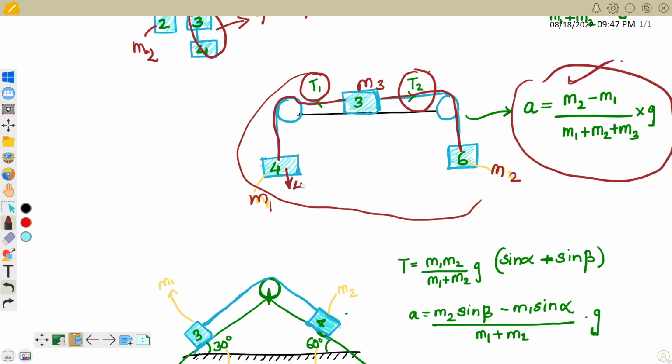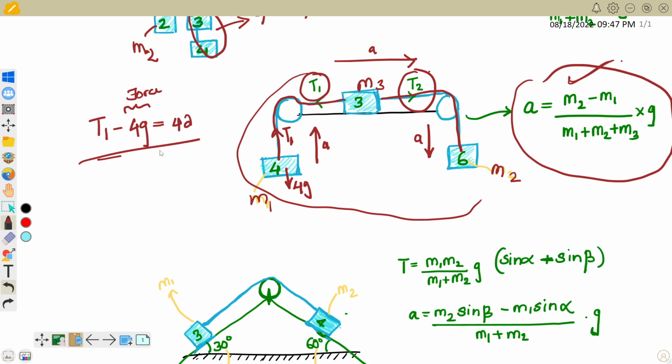How will we find it? This is 4g acting downwards, and here T1 tension is acting upwards. One thing we need to remember, the object moves in the direction of the heavier mass. So this is the direction of acceleration. 6 is heavier, so here it would be moving upwards. Now in the direction in which acceleration is acting, we'll take it like this: T1 minus 4g, that is the force, equals mass into acceleration, that is 4 into acceleration. So this is the way through which we can find T1. Similarly, T2 can be found out.